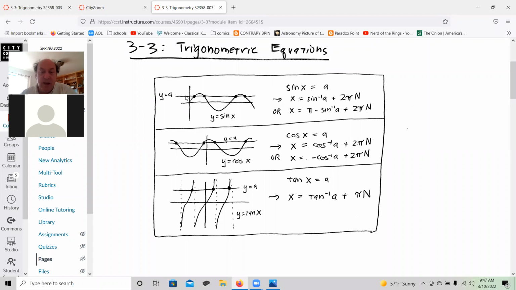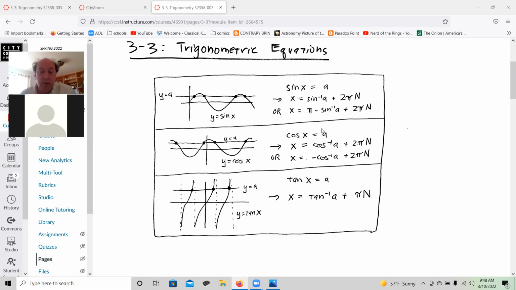With sine x equals a constant, here's a graph of y equals sine x. Here's a graph of y equals a, and as you can see, it meets it in a couple of places per 2 pi. Here and here, and then 2 pi units later, one full rotation, here and here, another full rotation, and so on. This one has a solution x equals arc sine of a, plus some integer multiple of 2 pi for here and here and here and here and so on.